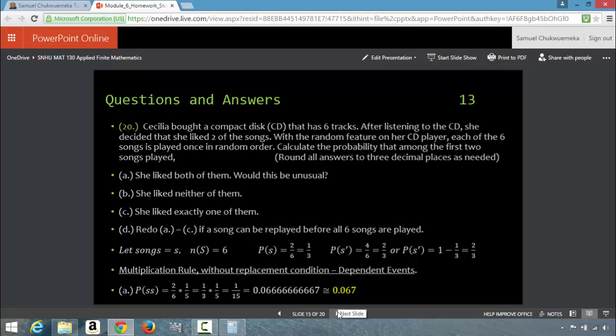Okay. Question 20. Cecilia bought a compact disc that has 6 tracks. After listening to the CD, she decided that she liked 2 of the songs. With the random feature on her CD player, each of the 6 songs is played once in random order.